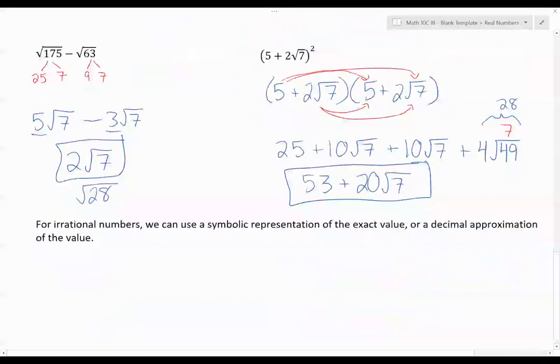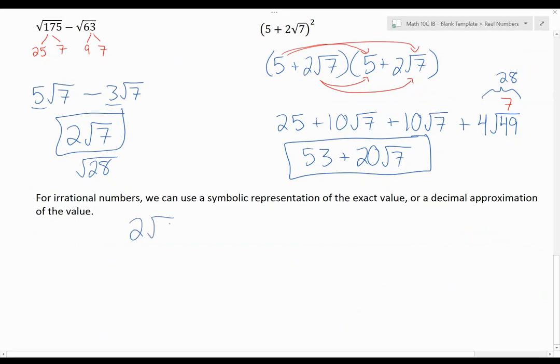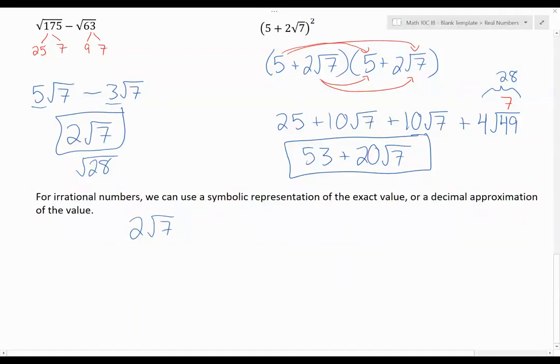One last concept, and that is that when we have irrational numbers, for example, 2 root 7, we can use a symbolic representation of the exact value. That's what this is. This is a symbolic representation of the exact value of that expression. But the square root of 7 is not a rational number, so I can't write it out as a decimal number and have it be exact because that is an infinite decimal number with no repetitions. So at some point, if I'm writing down decimal values, it's an approximation because I'm going to eventually have to stop writing digits, and then that's going to be not quite exact.